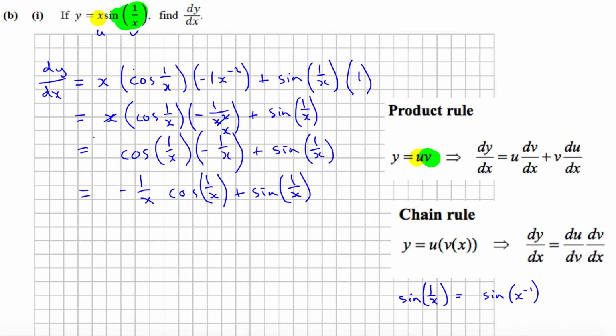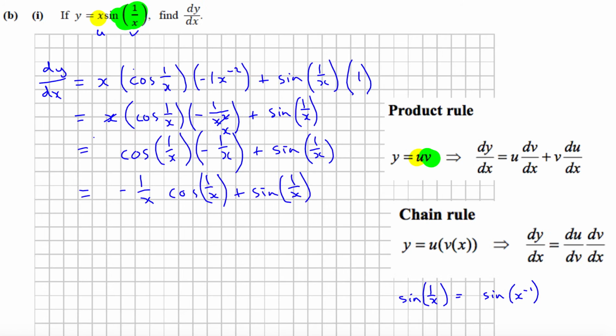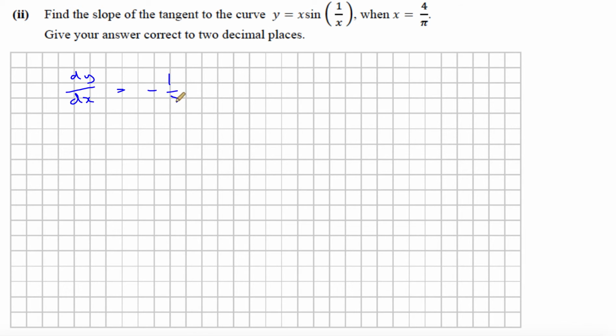Okay, so that's what I'm going to use then over here. So dy/dx is minus 1 over x by the cos of 1 over x plus the sine of 1 over x. So that's my dy/dx. And now it says find the slope of the tangent to the curve. Well, that is what dy/dx is. I have to find it when x is 4 over pi. So I'm just going to substitute 4 over pi in here for x.